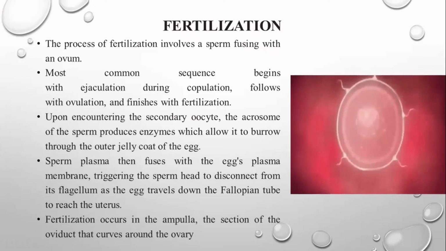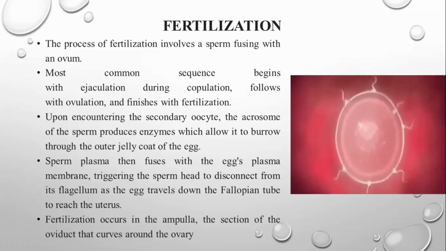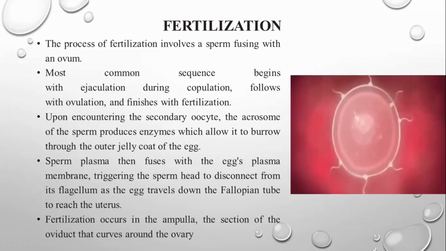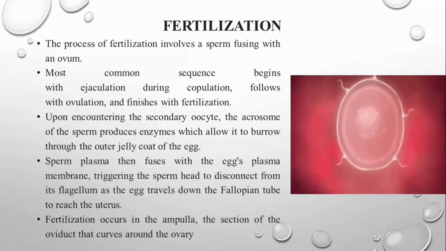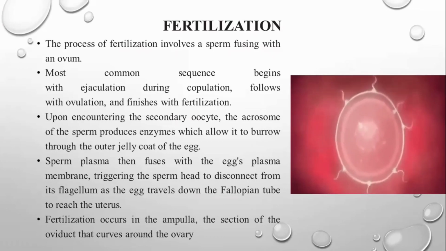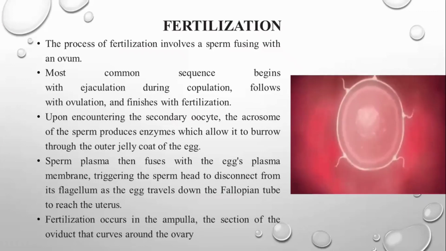Fertilization occurs in the ampulla, the section of your oviduct, that means the fallopian tube, that curves around the ovary. That's called the ampulla. From the ovary we have a fallopian tube, and there is a curve-like structure in the fallopian tube called the ampulla, where most of the fertilization of the egg takes place.